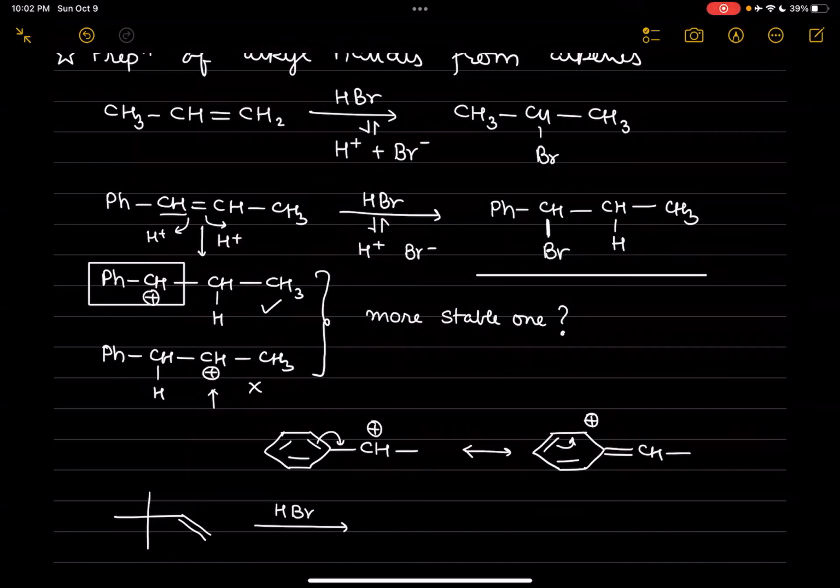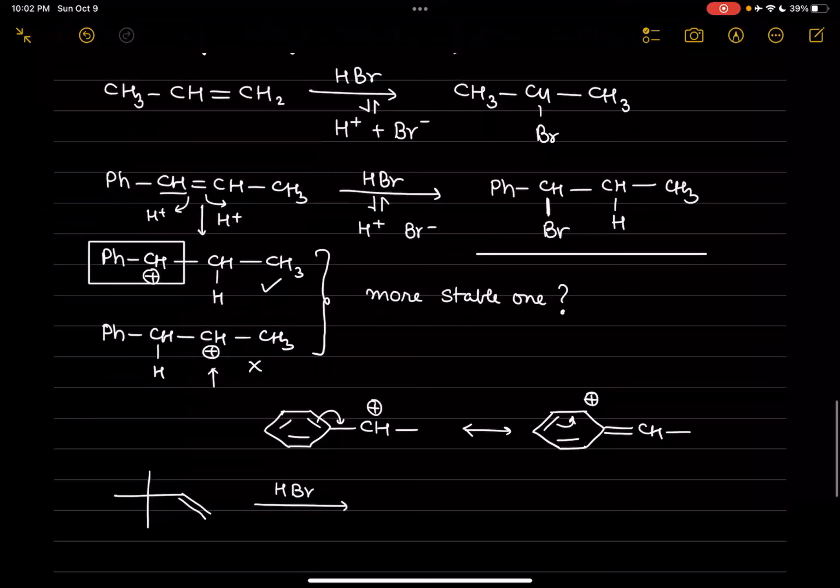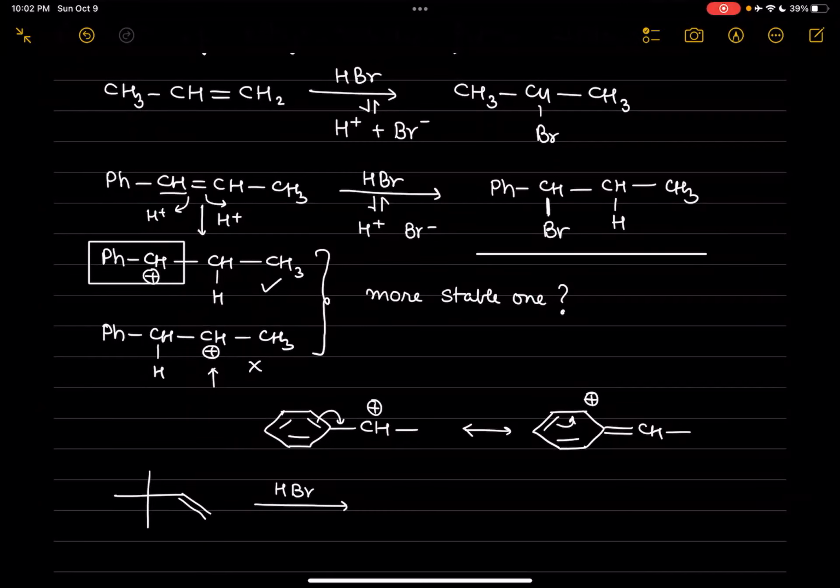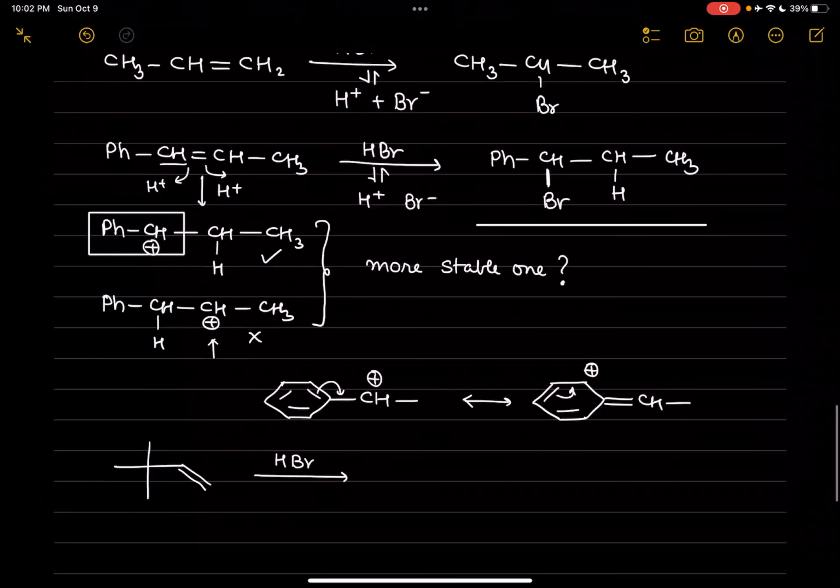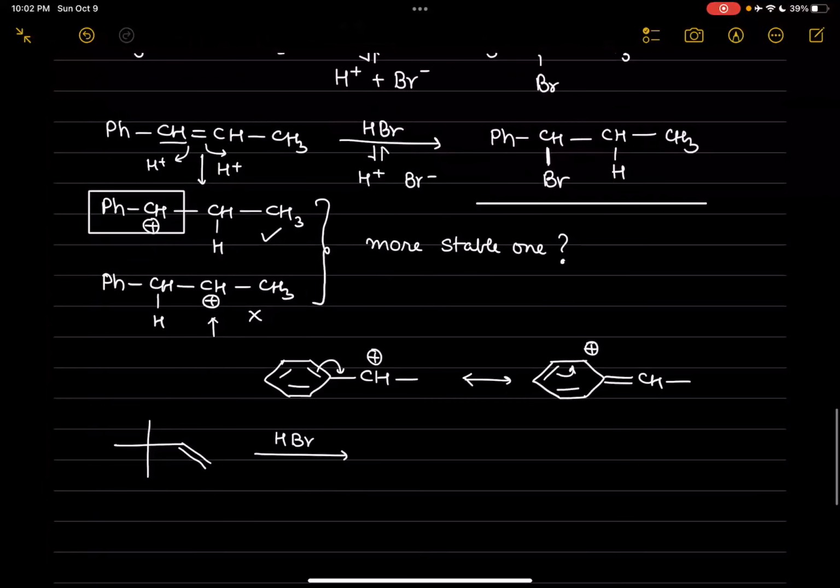But that's the overall superficial statement. The actual one is we attach the H plus to the double bonded carbons, and wherever you put H plus, the cation is going to appear on the adjacent carbon. So you are going to put H plus in a way such that a more stable carbocation is formed. That governs the whole course of the reaction.